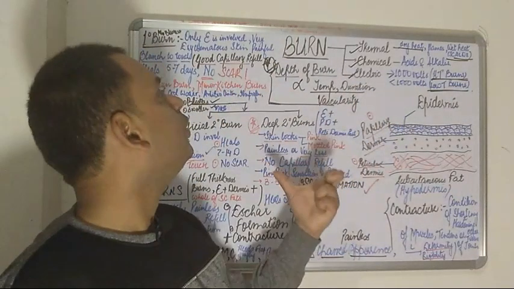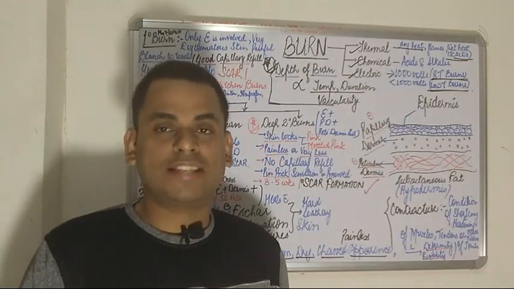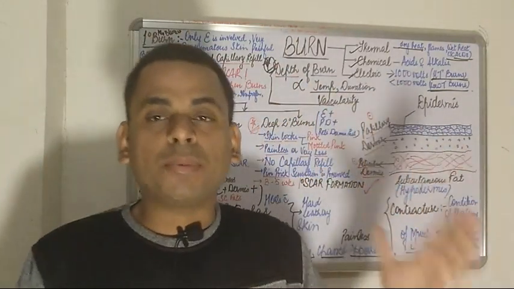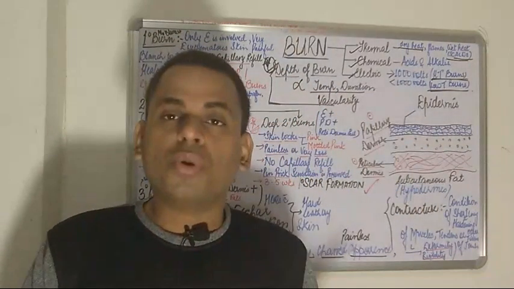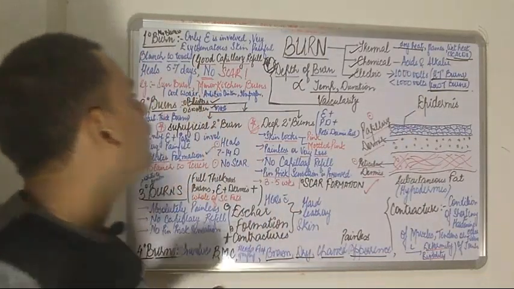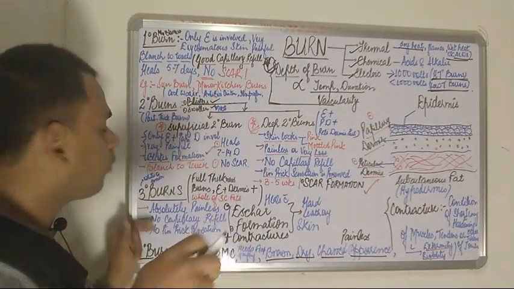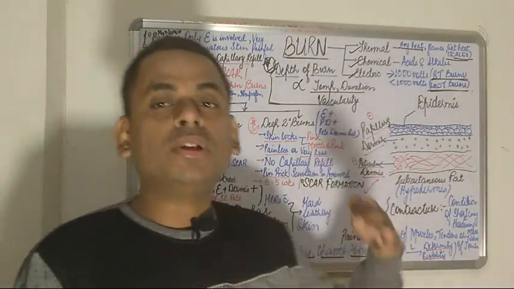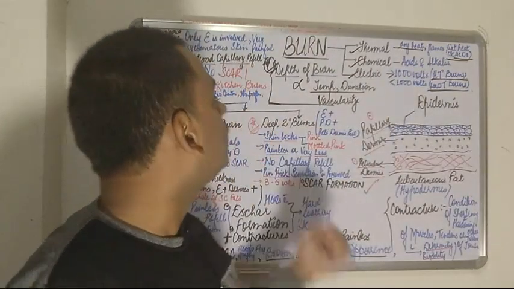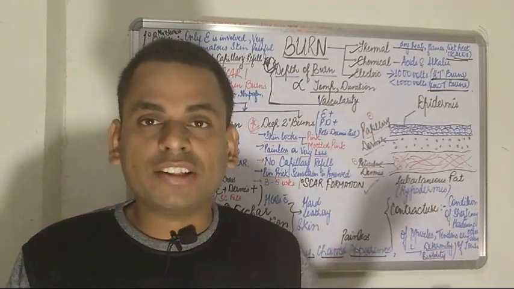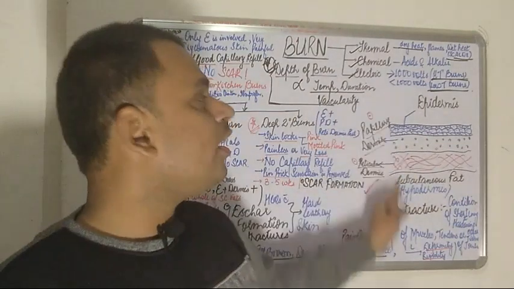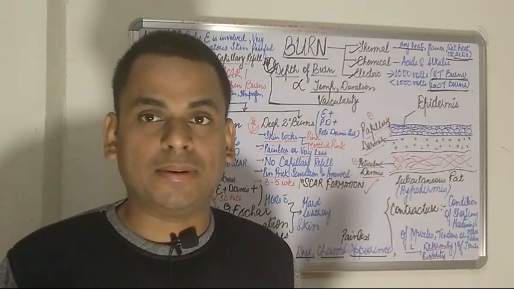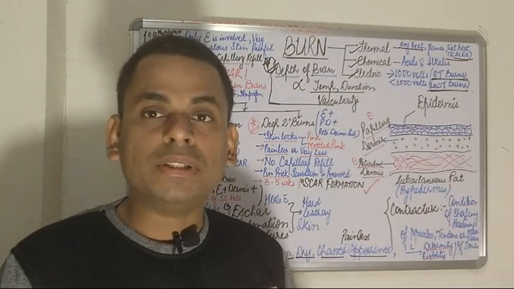Now moving on to the next very important classification of burns. The classification of burns can be broadly categorized into 4 classes: the 1 degree burn, the 2 degree burn, the 3 degree burn, and the 4 degree burn. So students, before going into the details of the 1 degree, 2 degree, 3 degree and 4 degree burns, we should have a clear picture in our mind about the histology of the skin, the histology of the human skin.